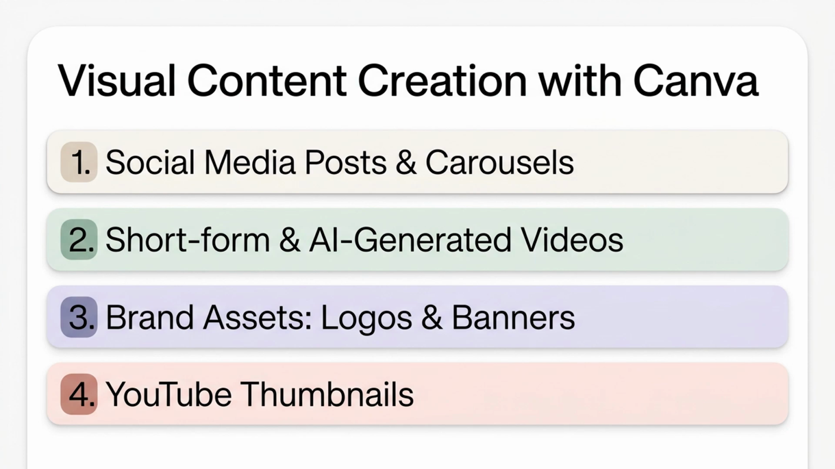This is where we transition from conceptual planning to actual graphical creation. You will use this platform to design everything from standard social media posts and engaging carousels to short-form video content and even AI-generated videos. Furthermore, it serves as your primary hub for crafting foundational brand assets, such as your official logo, page banners, and eye-catching YouTube thumbnails.